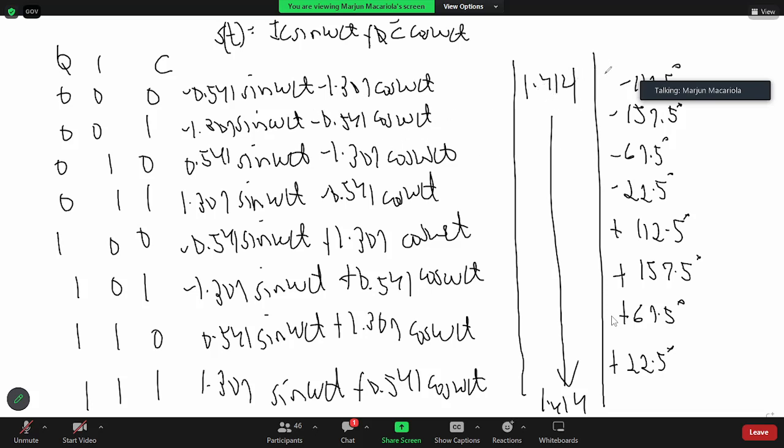Then, ang magiging output po nito ay 1.414 sine omega c t minus nito. Ito ay ganun din, 1.414 sine omega c t minus nito. Okay? So, kayo nang gumawa nun. Sige, kopya muna. Or take a picture of it.